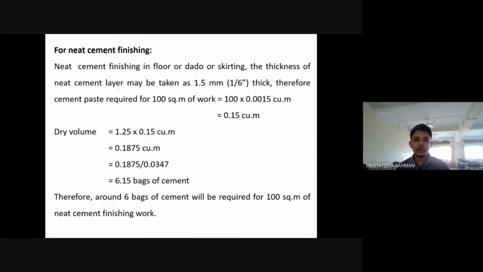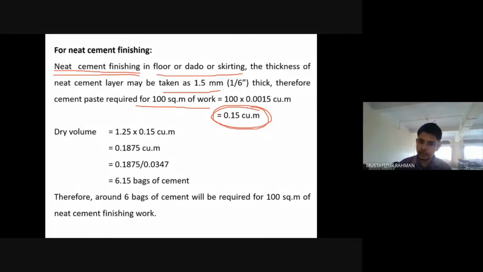Next, if I go for neat cement finishing, so this is called khola, when the cement and water is mixed and it is laid over the floor or by the side of the wall. That's for a finishing purpose. In the floor that we're starting, the thickness of the neat cement layer may be taken as 1.5 meter. So if I do that for 100 square meter, this much volume of work will have to be done.